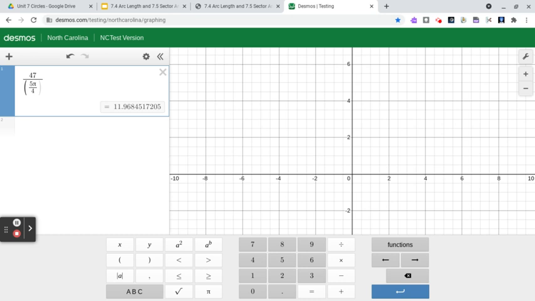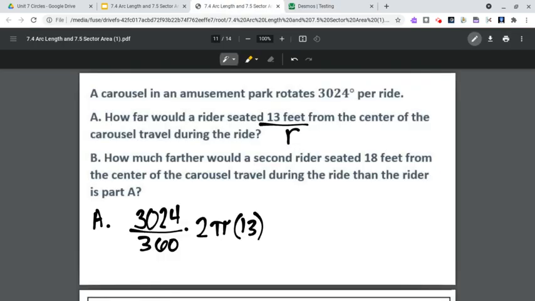Okay, so we're going to go to Desmos. 3,024 divided by 360 times 2 times pi times 13. We get 686.12. So approximately 686.12 feet. Part B says, how much farther would a second rider seated 18 feet from the center of the carousel travel during the ride than the rider in part A?